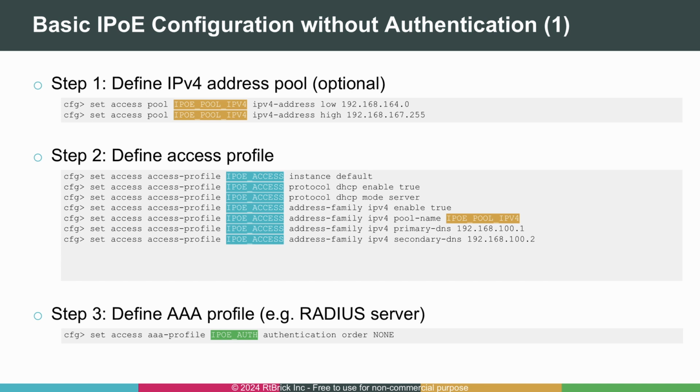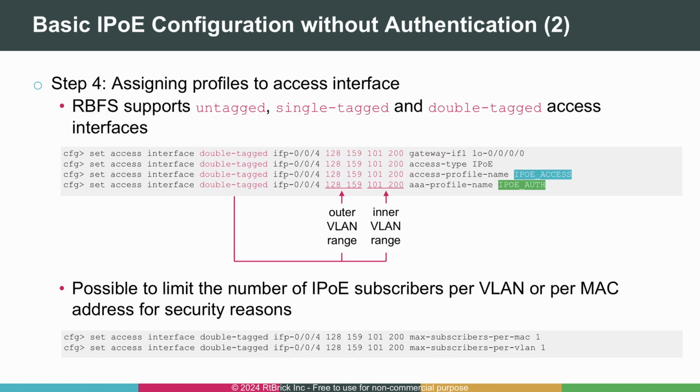For a minimal IPoE configuration, we must first create an IPv4 address pool. Secondly, we create an access profile in which DHCP is enabled, the IPv4 address family is activated and the previously defined address pool is referenced. Thirdly, an AAA profile must be created that, in the simplest case, allows all subscribers. Finally, an access interface is configured on the corresponding physical interface with the associated VLAN range. The access protocol is set to IPoE and both the access profile and the AAA profile are bound to it.